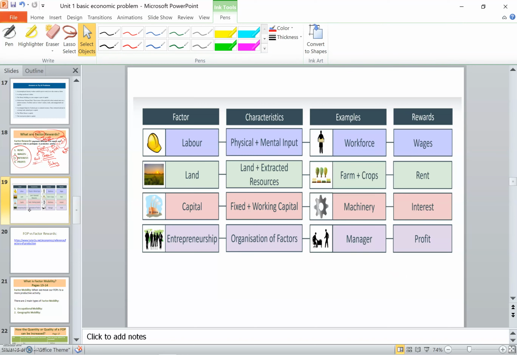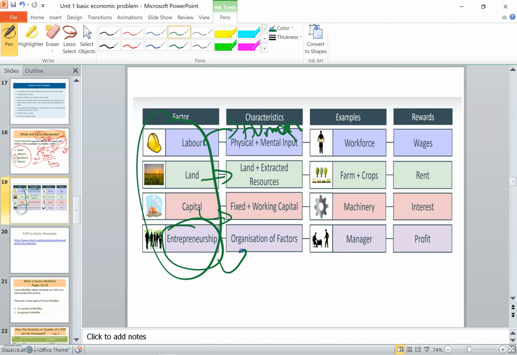This is another illustration as a summary for factors of production and factor rewards. These are the four factors of production that we explained: labor, land, capital, and entrepreneurship. If I want to classify them into resources, what are they? The labor, I would call him a human resource. The land, it's a natural resource. Capital, they are man-made resources. And entrepreneurship, it is the organization of the factors of production. They make the decisions. Okay, and these are the examples we already gave.